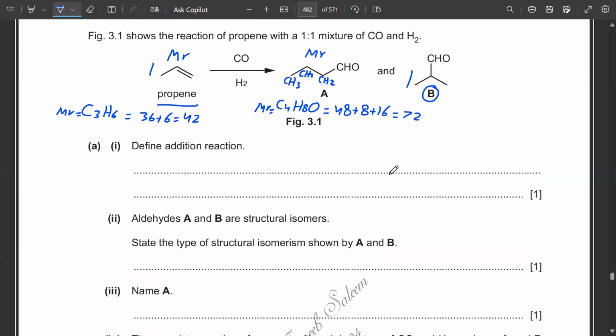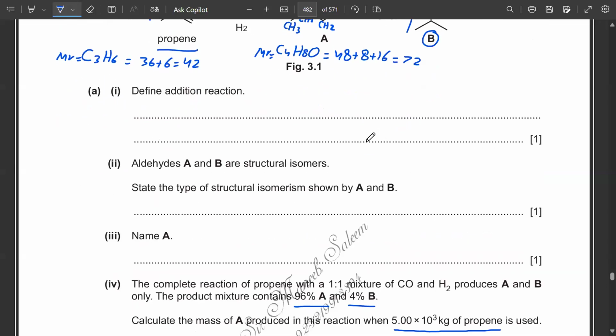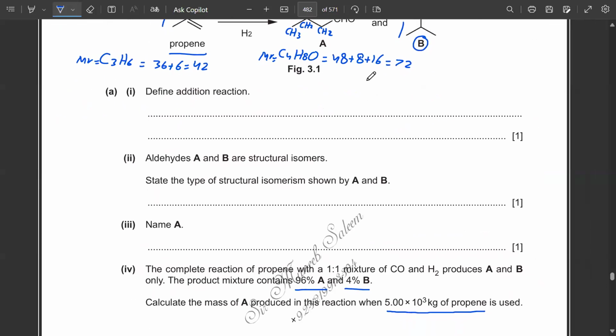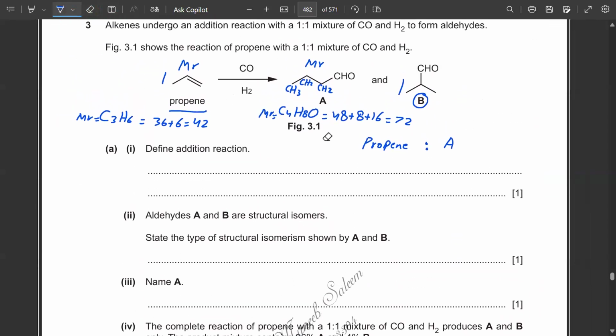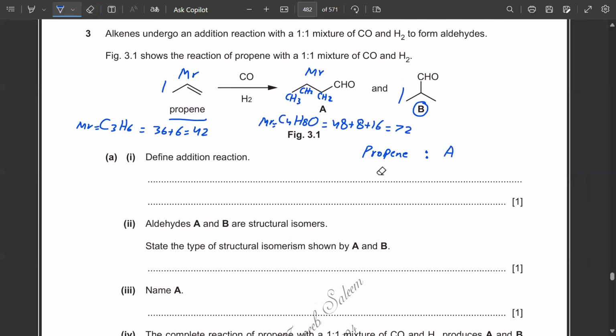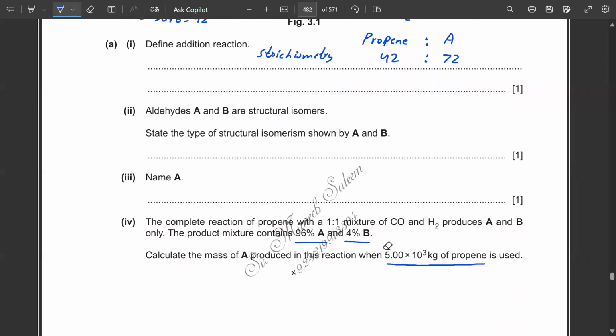I need to do the calculation here. I have the propene to compound A ratio, which is an aldehyde. Now I will use the ratio and I will use the values of MR here in the first step. For propene, I got 42, and for compound A, I have 72. Now, these are the values according to the stoichiometry. Now, the second step involves the masses which are given.